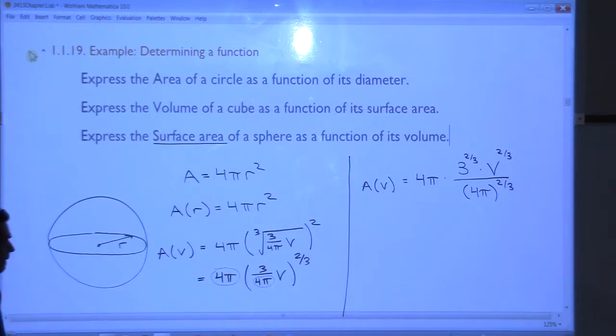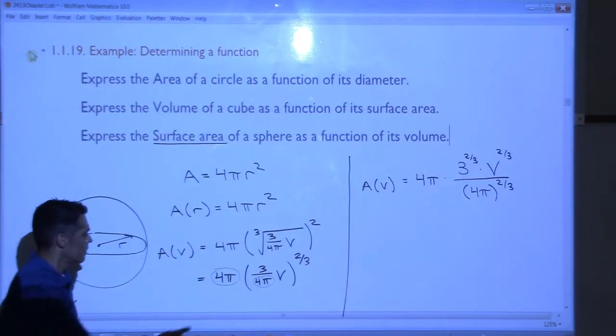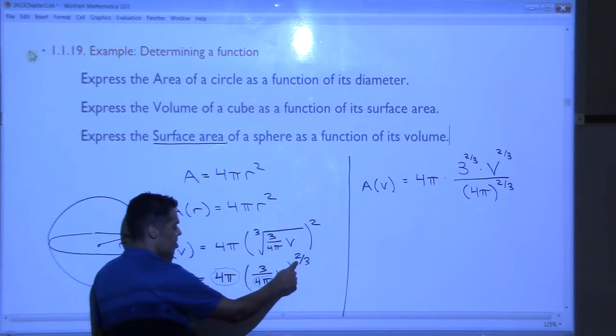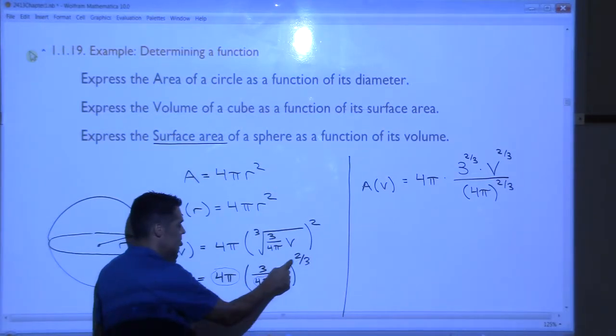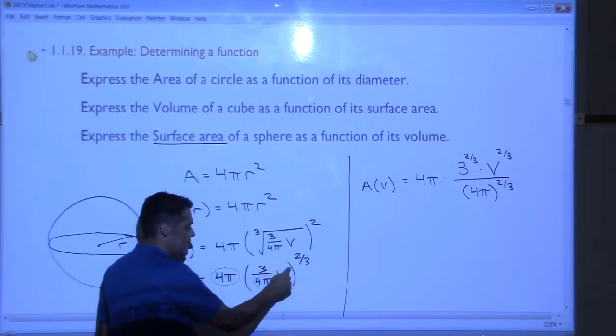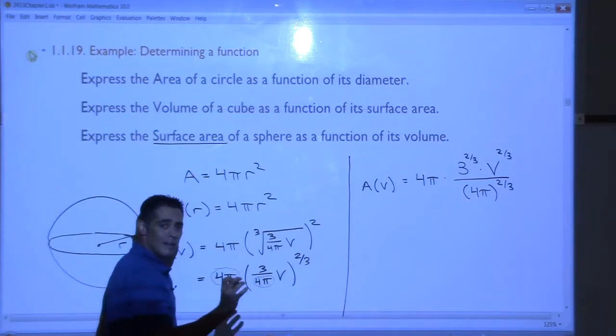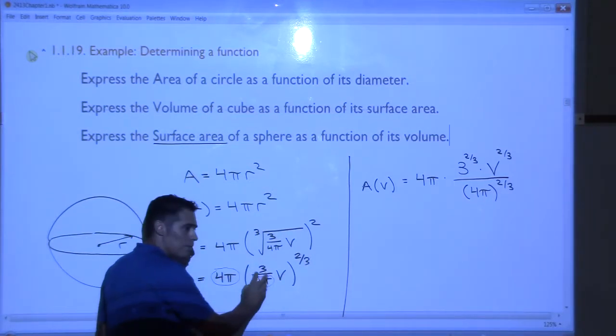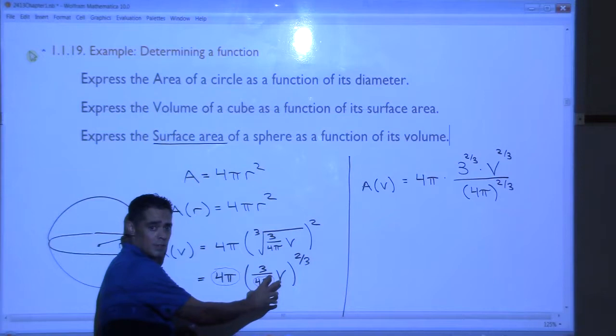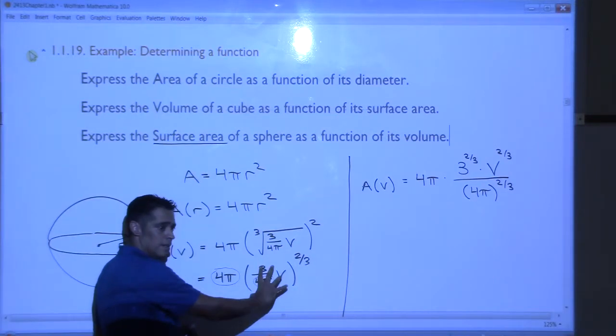You put the 2/3 exponent... Yeah, I basically applied this power to each of these things, right? And I'm allowed to do that because the only operations happening in here are multiplication and division. So you can apply those to everything.